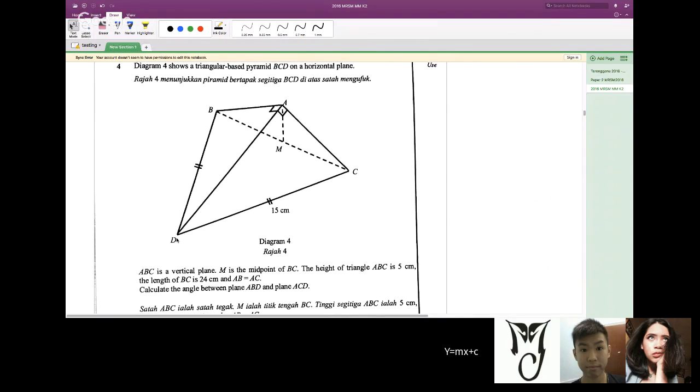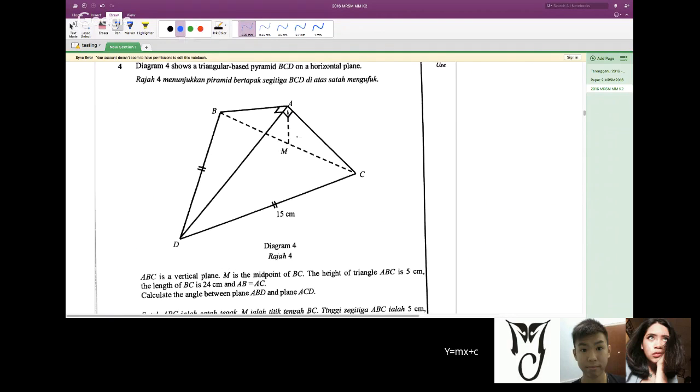So the height of the triangle ABC is 5 centimeters. So basically, I know here should be 5, and B to C is 24. Since M is a midpoint, I know here will be 12 and 12. Then the question tells me these two are the same length.